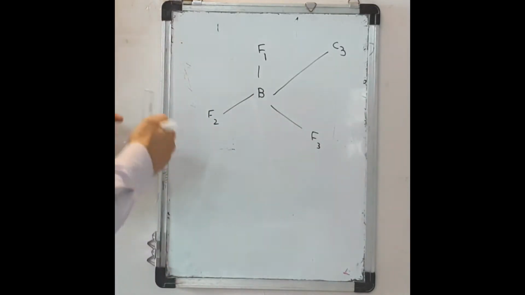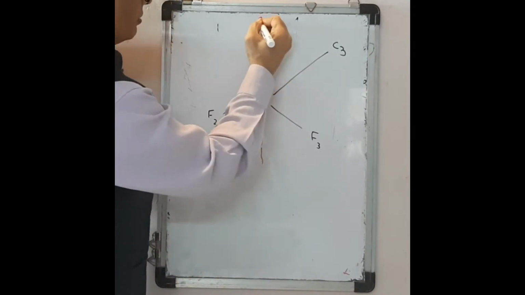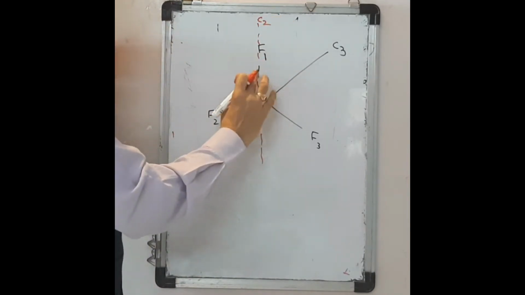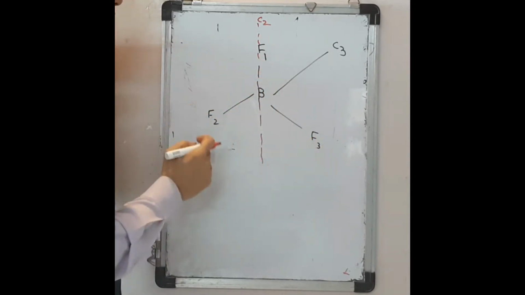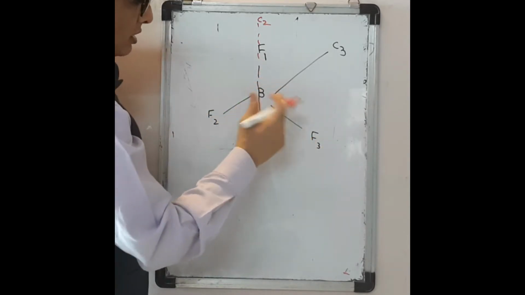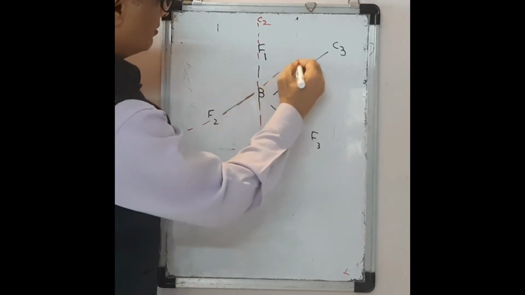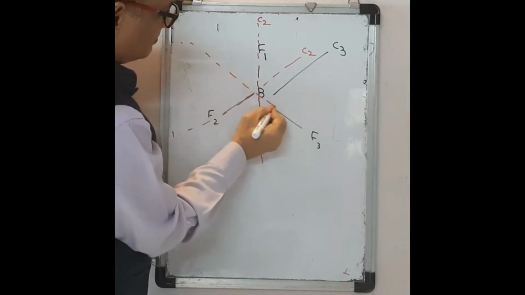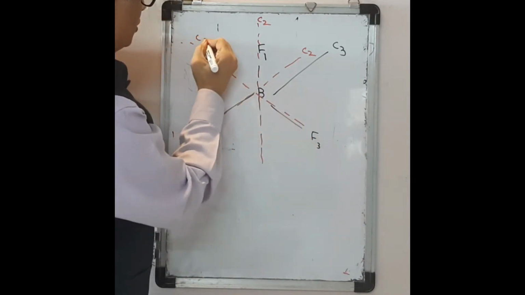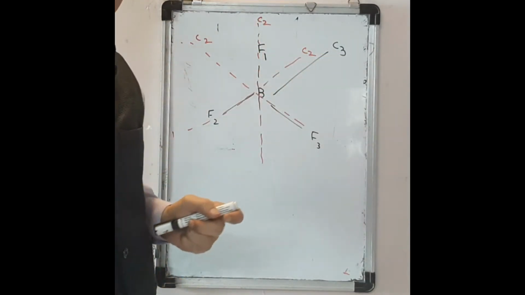In addition to C3, there are 3 C2 axes in the plane of the molecule. This is 1 C2. Here if it is rotated by 180 degrees, BF1 remains unchanged, but 2 is shifted to 3 and 3 is shifted to 2. Another rotation by 180 degrees gives the original. This is the second C2 and this is the third C2. So in addition to C3, there are 3 C2 axes in the plane of the molecule.